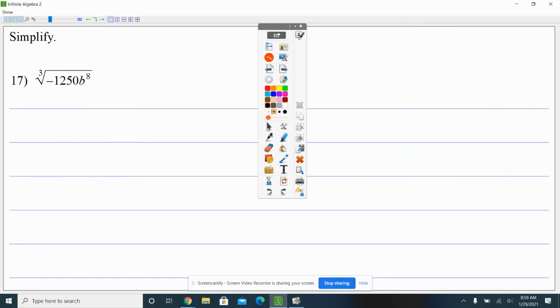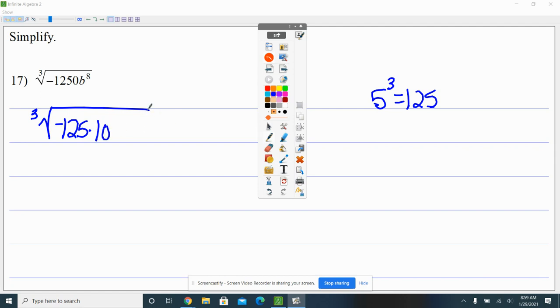Let's try this one. Negative 1250. I know 5 to the 3rd is 125, and I know that's the one that's going to go in there. It is a negative, so I am going to change it to negative 125 times 10, because negatives are okay with cube roots.